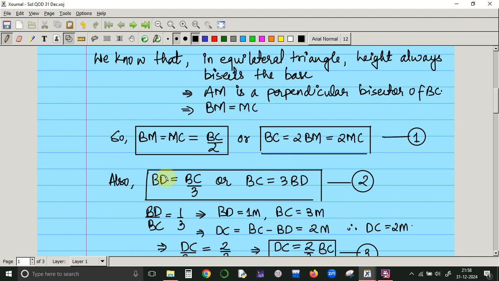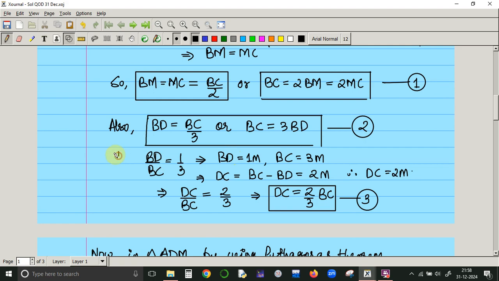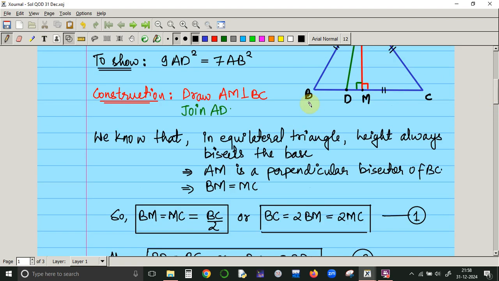Also, it is given that BD is 1/3 of BC. So this implies BC is 3 times BD. This is my equation number 2. And this is a small calculation showing that this is 1/3 of BC. So this is one part and this is the two parts, because this full part BC is 3. Out of 3 this is 1, so remaining will be 2.